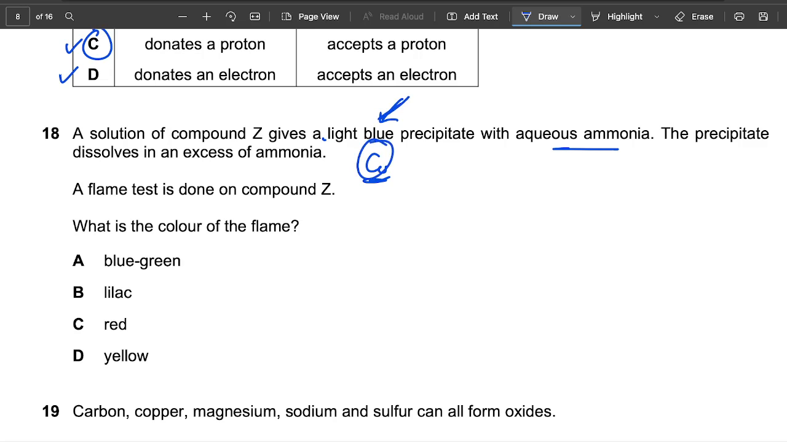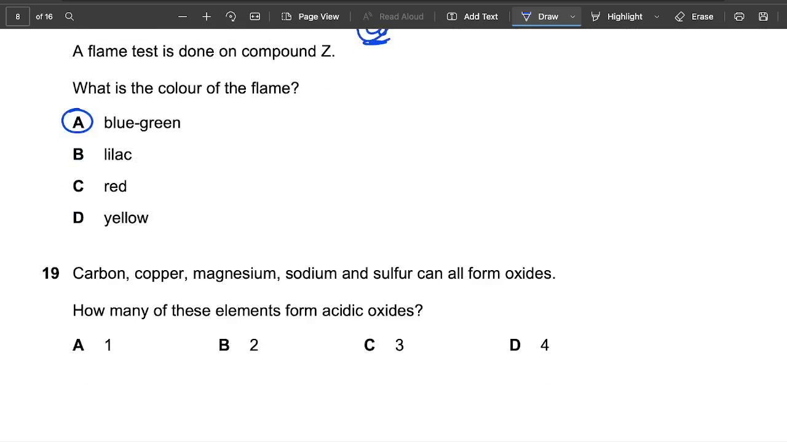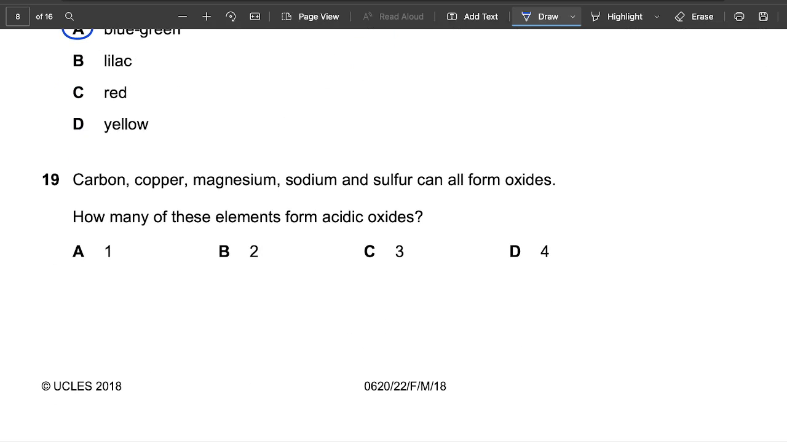So the flame test of copper will be blue-green. Okay, so that's straightforward again. Anytime usually in these MCQs where they mention blue, it's usually always dealing with copper.